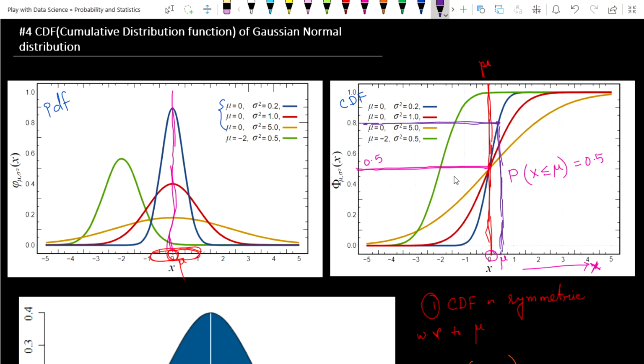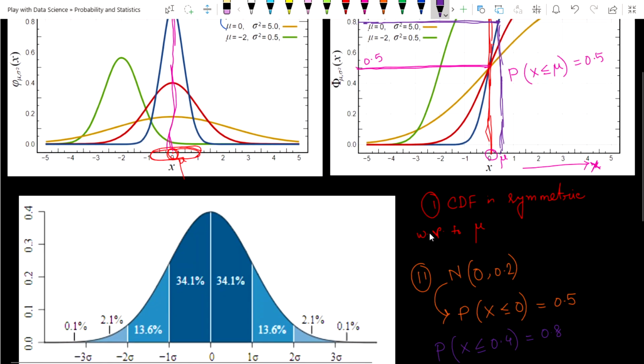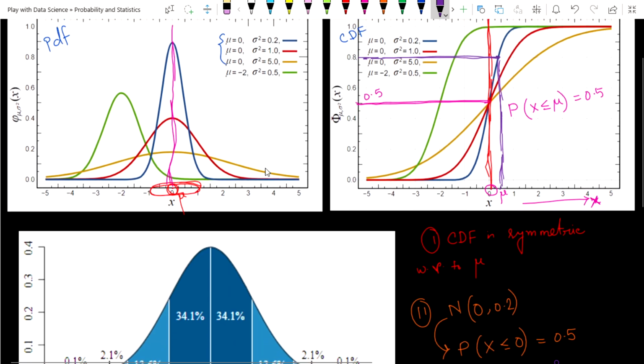We can easily conclude these things. We can easily find its probability. This is the main importance of the cumulative distribution function. I think from these examples you have understood its importance. Now let's see another example.